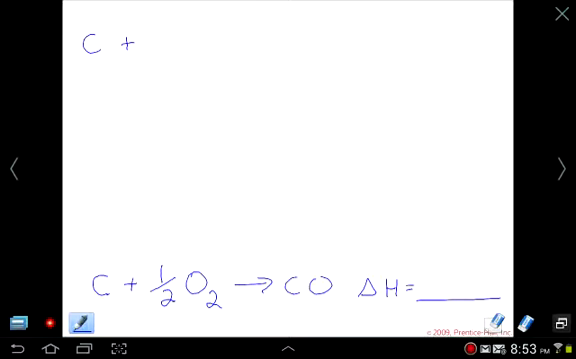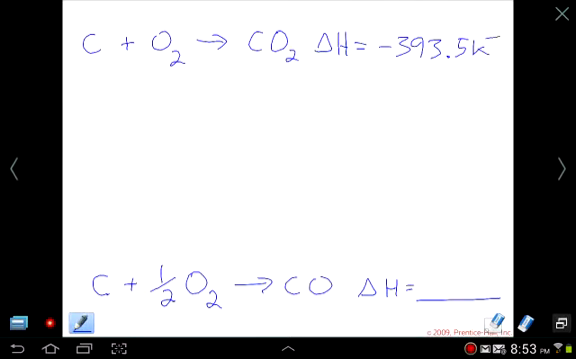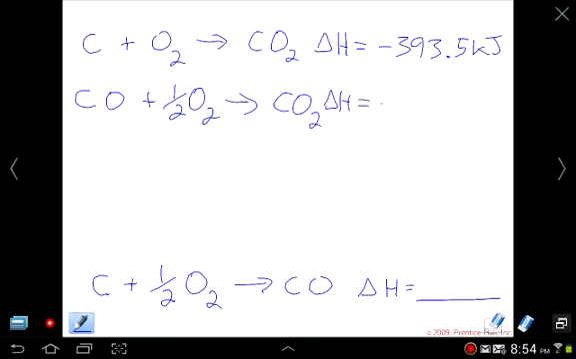The first one, carbon plus O2, giving us carbon dioxide. The delta H of this process will be negative 393.5 kilojoules. The second reaction will be carbon monoxide plus half of an oxygen, producing CO2. And the delta H of this process is negative 283.0 kilojoules.